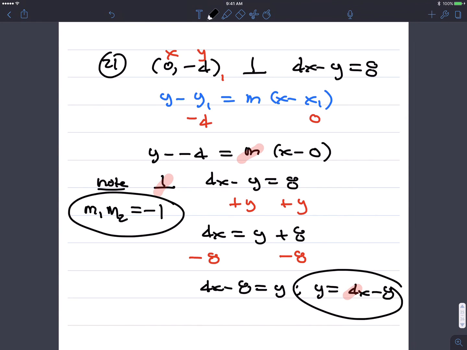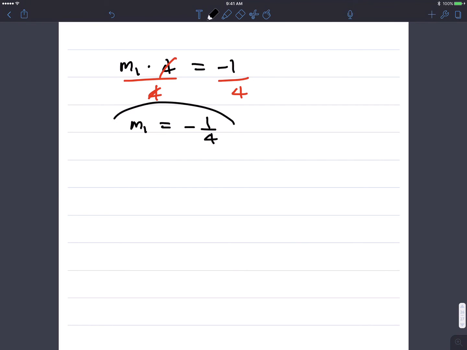We went over this in class. So the point I'm making is going to be this. M1 we don't know, but M2 is 4. So I can take M1, if you want to call it M at this point, you can, but M1 times 4 better be -1. M1 times 4 is -1. If we solve for M1, divide both sides by 4, and you get M1 to be -1/4. This is the slope of the line that they're talking about.